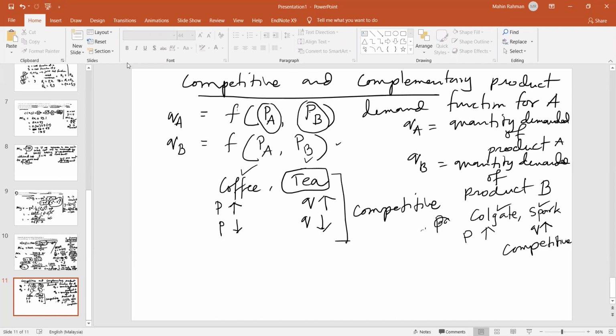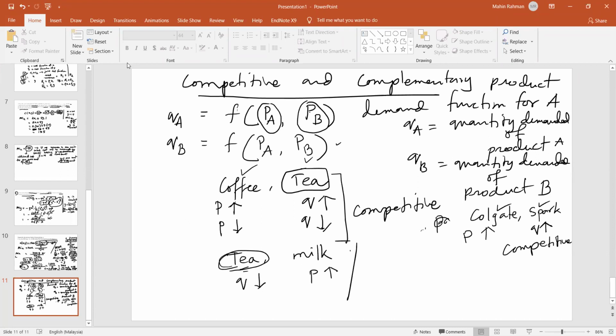Another kind is, for example, tea and milk. Suppose some people cannot drink tea without milk. If the price of milk goes up, the quantity of tea will go down. Why? Because some people cannot drink tea without milk, so if the price of milk goes up, they reduce their drinking of tea. They don't drink so much tea, so it will go down.